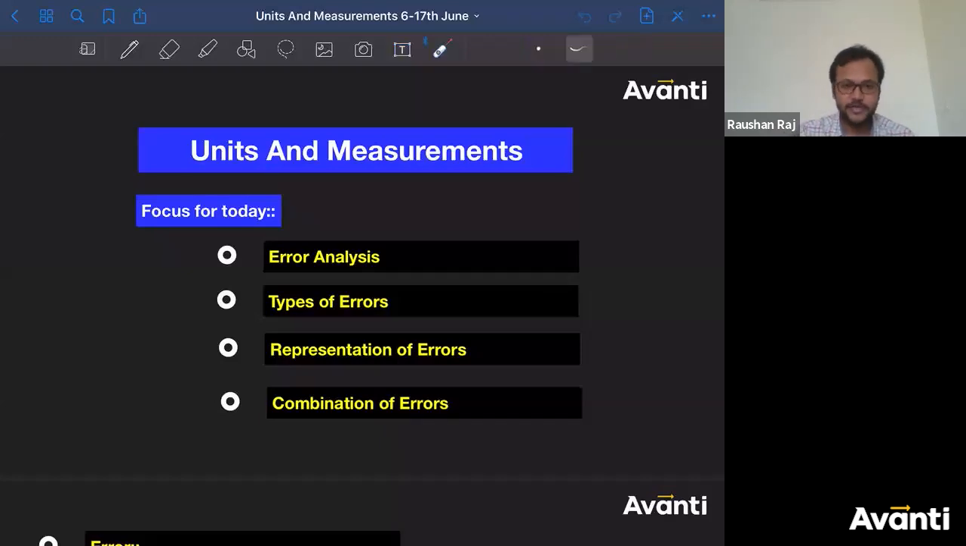So what are the types of error that you can have? First of all, we'll study what is error. Then we'll study types of error. Then we'll study how to represent error. How many types of representation are there? Then we'll study the combination of error or propagation of errors. This topic is very, very important. Anyway, let us start then.